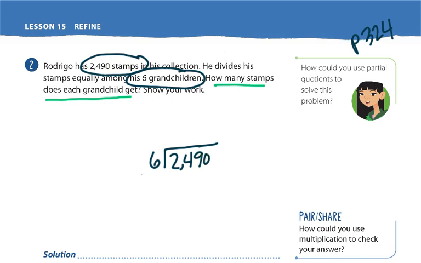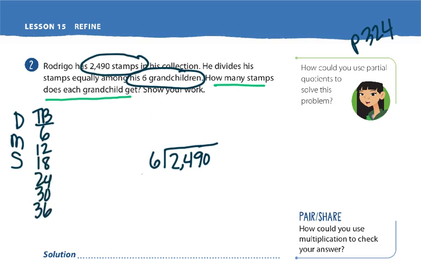Okay, toolbox. Dirty monkeys smell. And I'm going to put the toolbox over here this time. Let's skip count by 6. Ready? 6, 12, 18, 24, 30, 36, 42, 48. Okay.